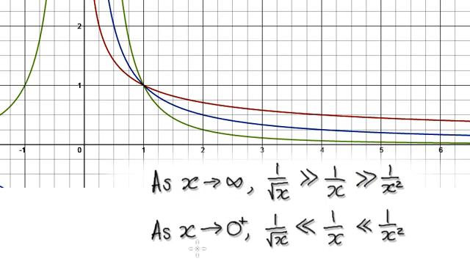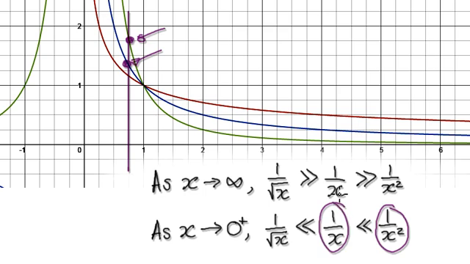And then going the other way, as x approaches 0 from the right hand side, if you look at this vertical line here, you can see that 1 over x squared is already bigger than 1 over x. And then 1 over x, which is this point here, is already bigger than 1 over the square root of x.